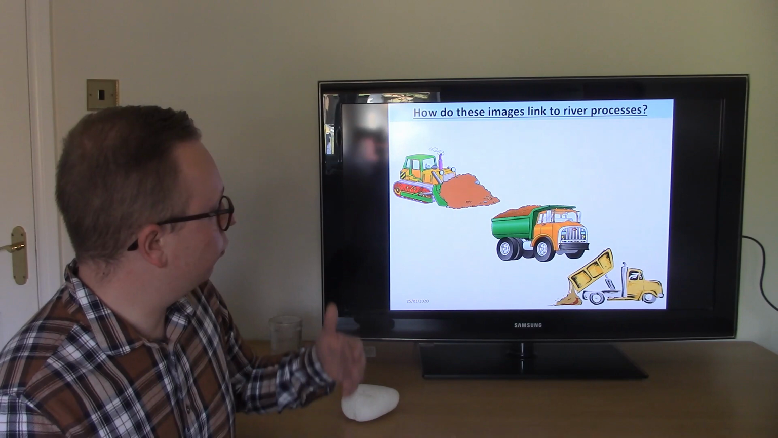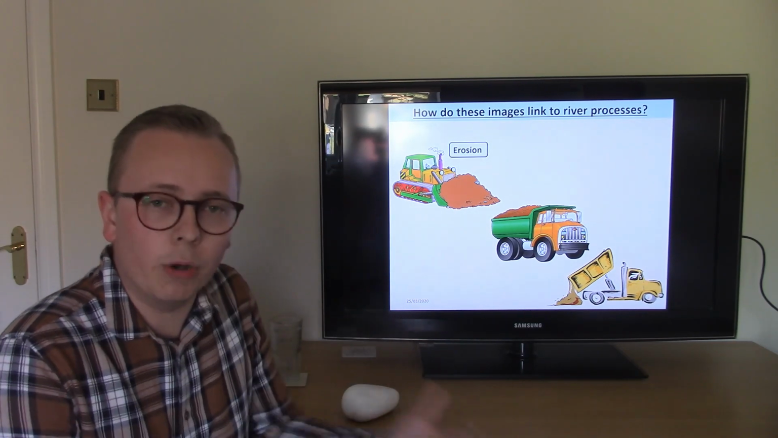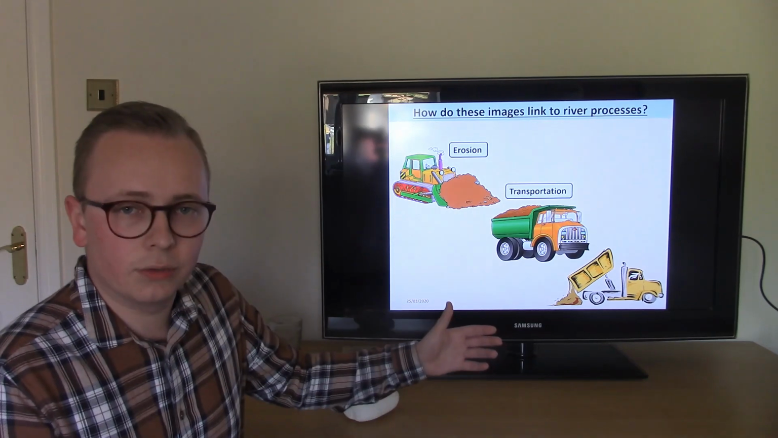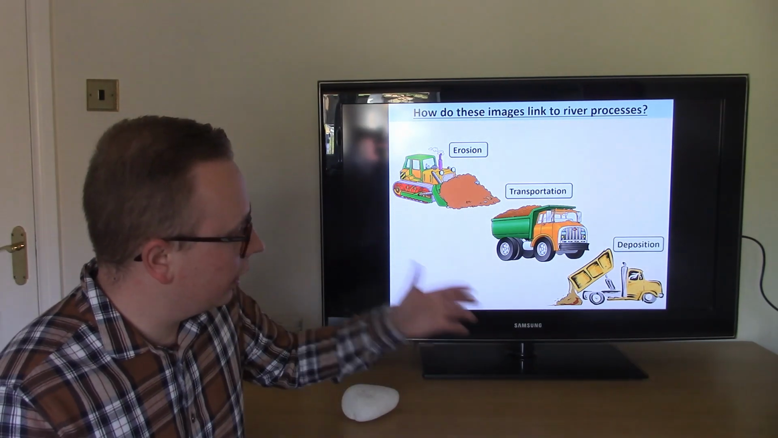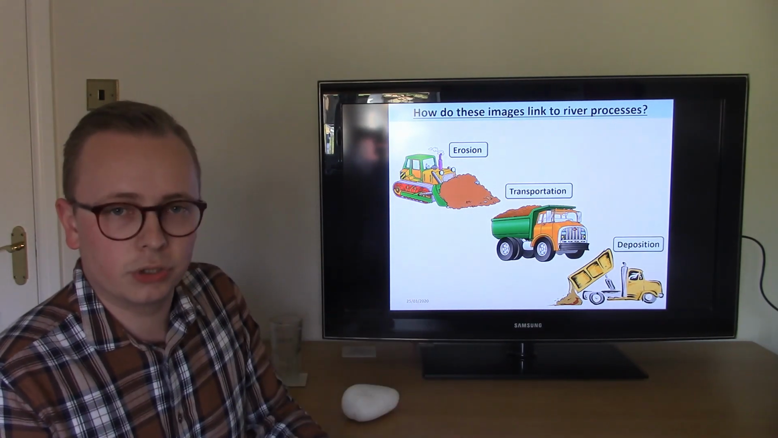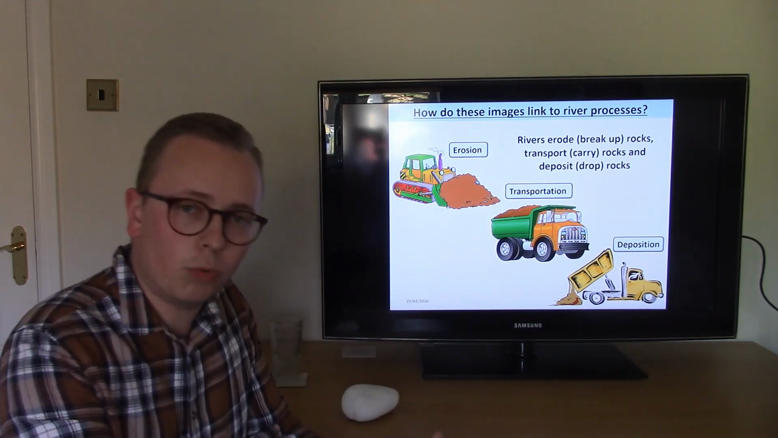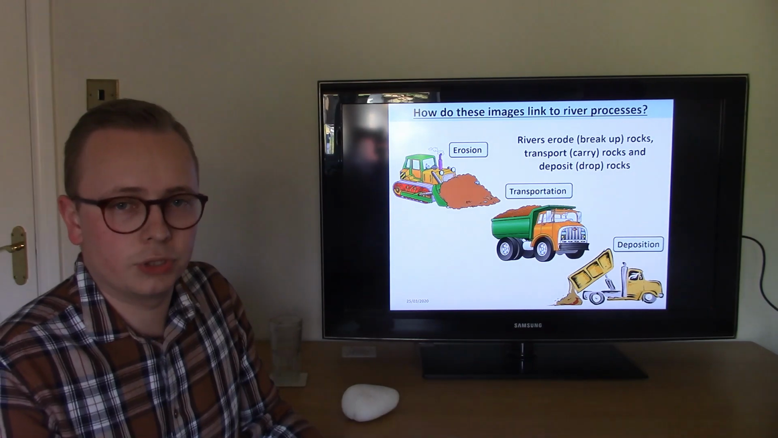Now first of all, we can look at these machines to represent river processes. So first of all, rivers are eroding, they're picking up material. That material is then going to be transported downstream until eventually that material is deposited. So rivers break up rock, they transport rock, and then they deposit it.